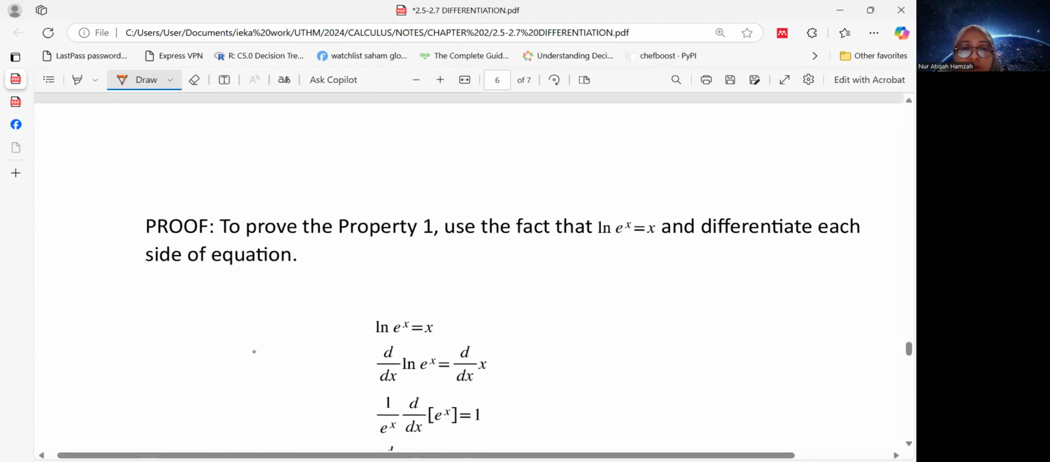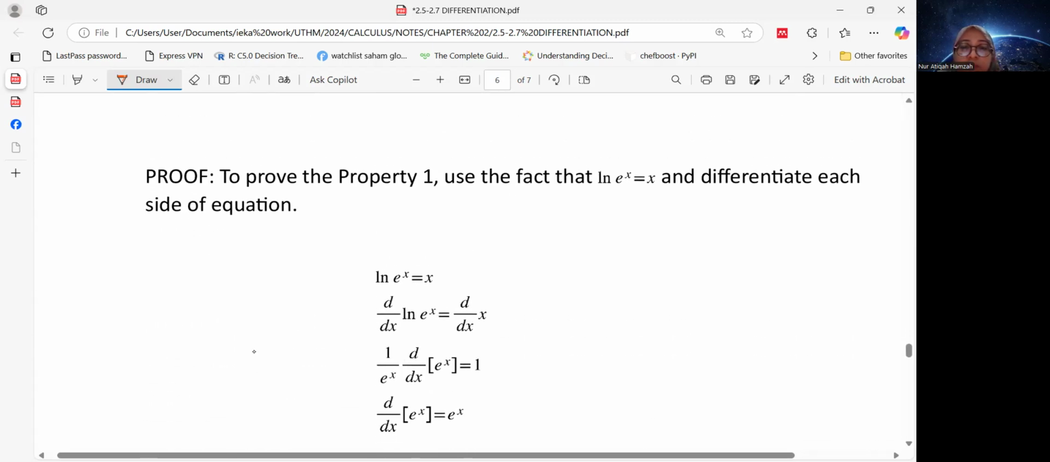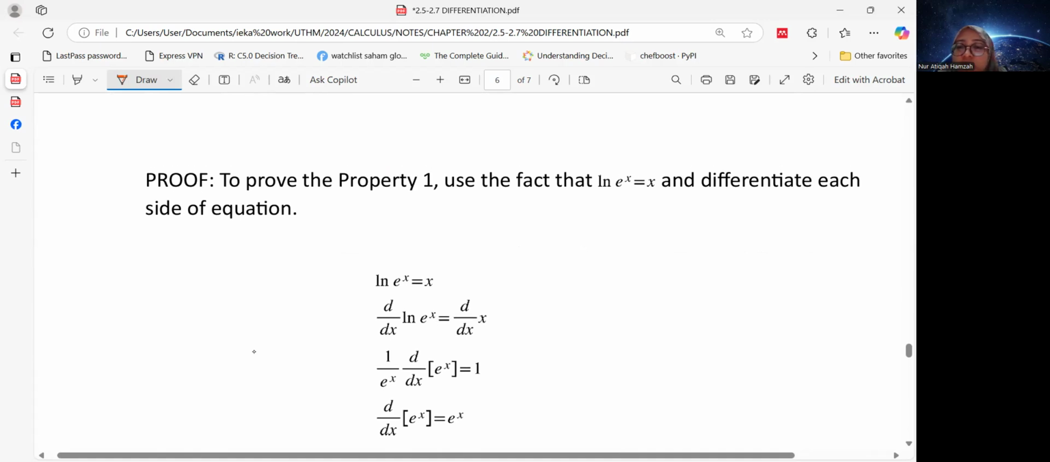So let's see. To prove the property 1, use the fact that ln e to the x equal to x and differentiate each side of the equation.